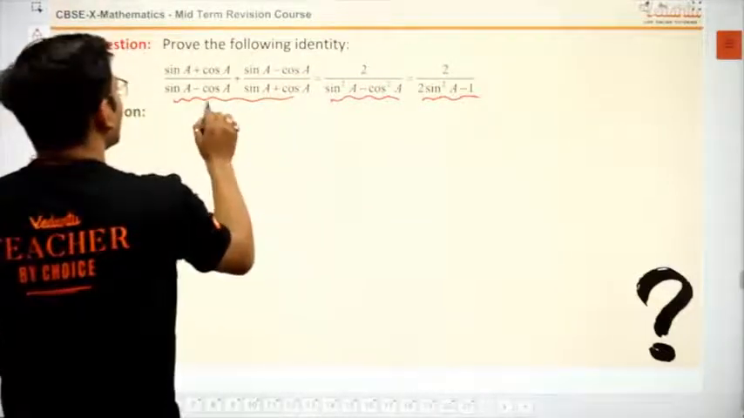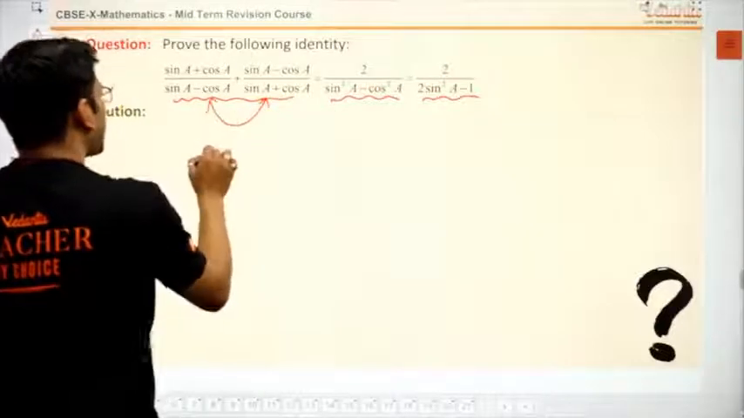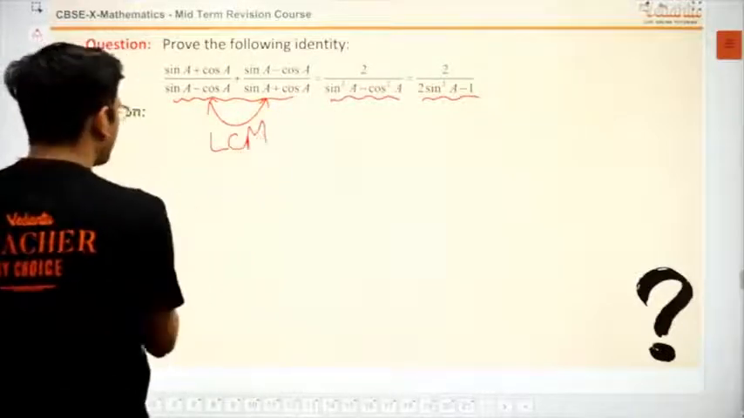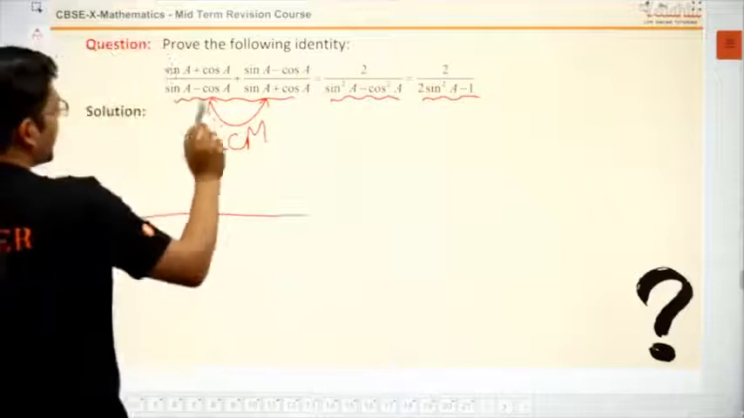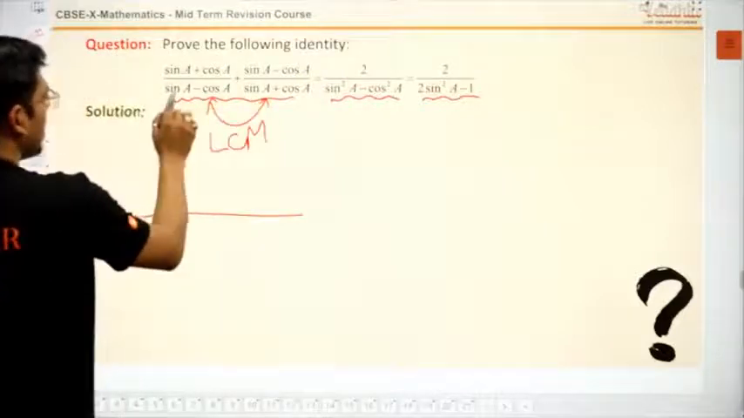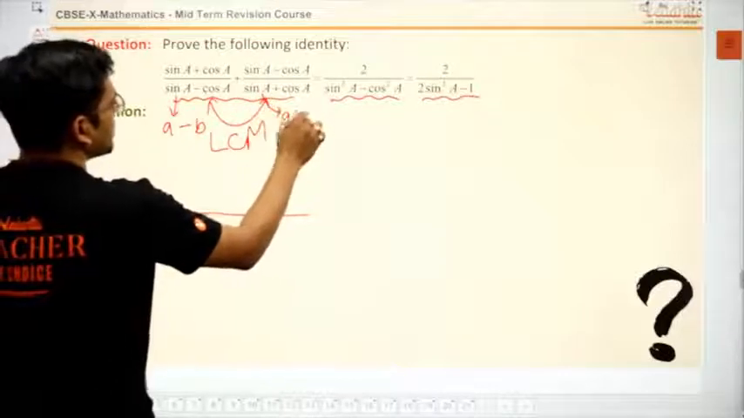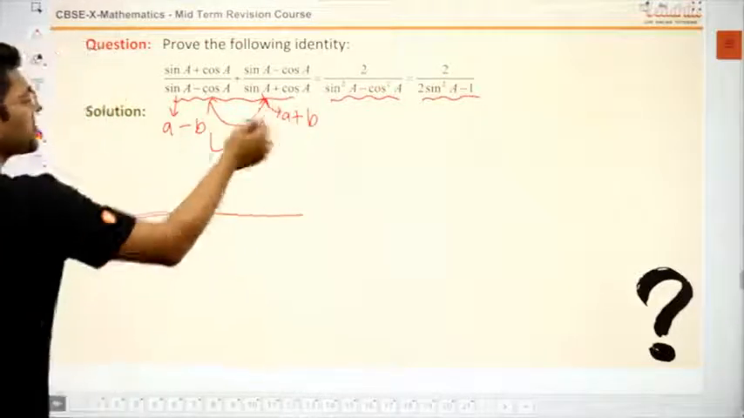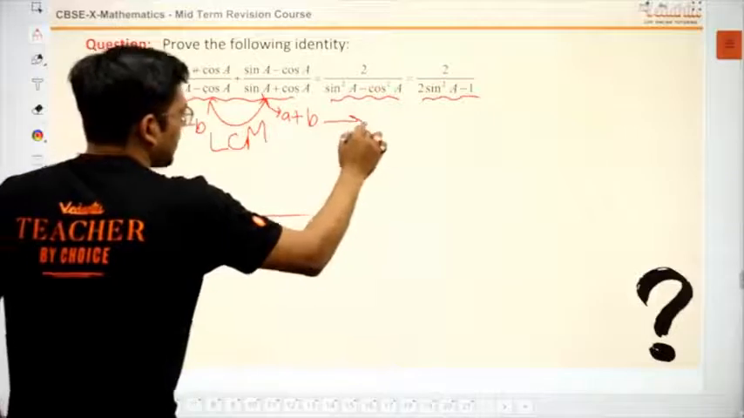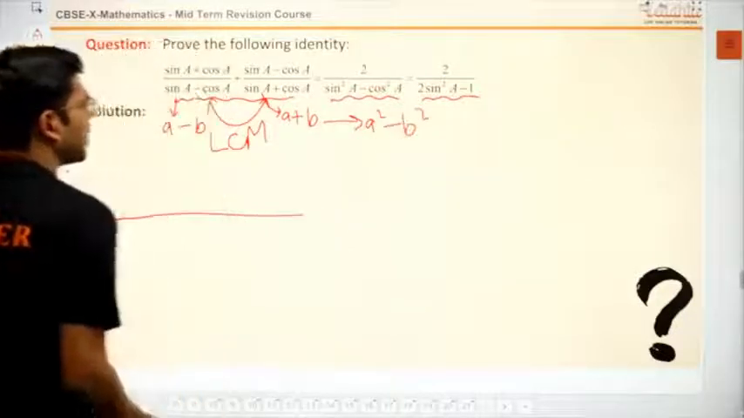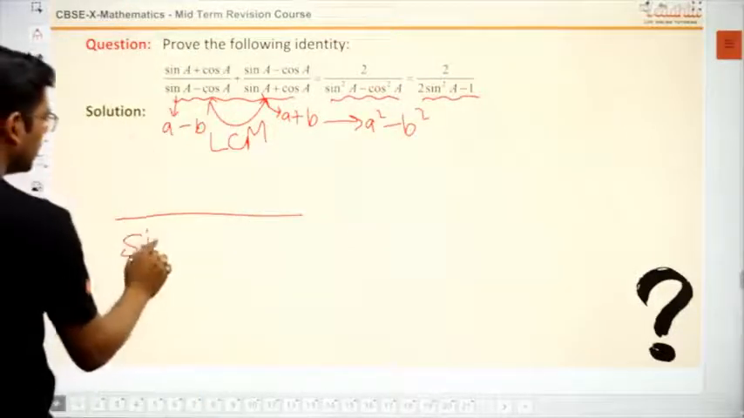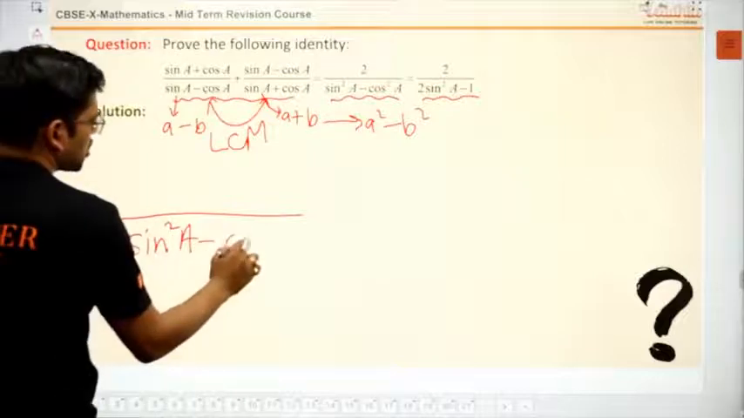Now, I'll tell you how. Just do one thing: take the LCM of both. Taking LCM is very easy. When you take LCM, you just multiply both. Here it is a minus b and it is a plus b. A minus b into a plus b, what is that? A square minus b square. I'll write it down: sin square a minus cos square a.